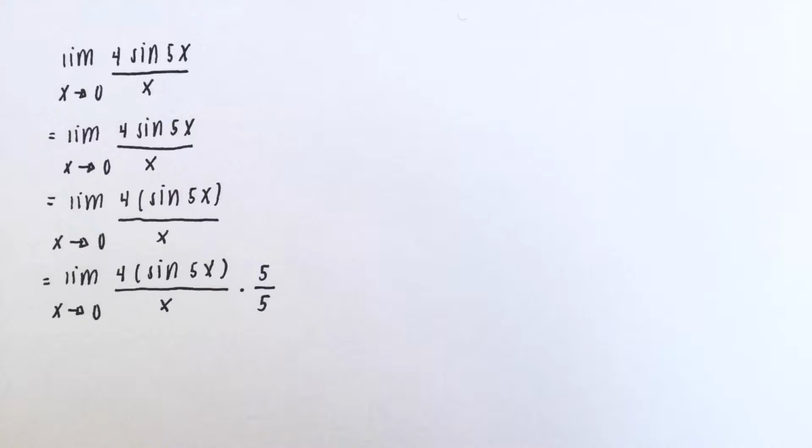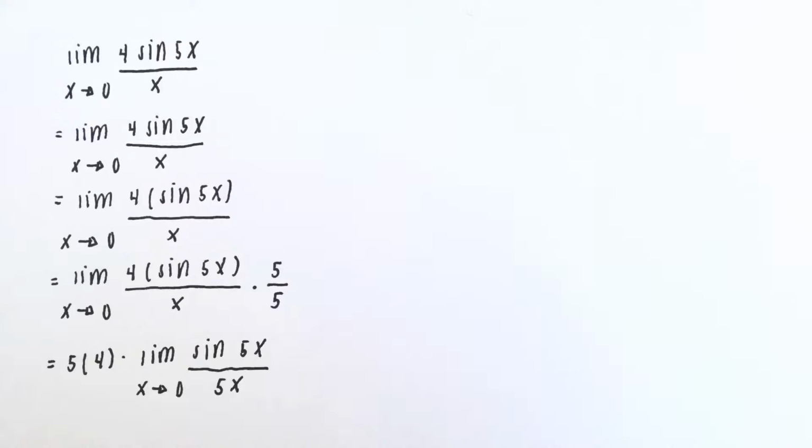Multiply 5 to the denominator so that the argument of sine, which is 5x, would be similar to the denominator. However, we need to multiply 5 to the numerator as well, so we are not changing the value of the function. We multiply 5 over 5 because this equates to 1. This makes the denominator and the argument in the numerator both 5x. Now, it is starting to look more like the rule previously mentioned.